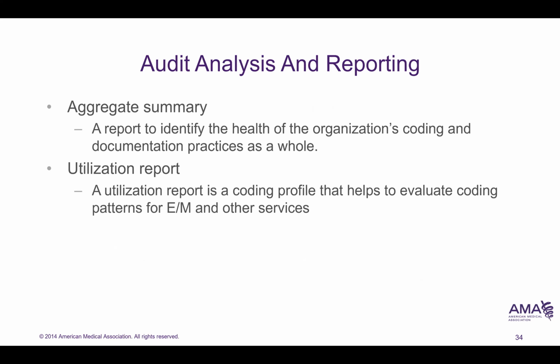The aggregate summary is a report that is identifying the health of the organization's coding and documentation practices as a whole. And then finally, the utilization report is basically a profile that evaluates E&M patterns or other services. So for instance, one practice I'm familiar with had a whole lot of level 5 E&Ms that seemed to be outliers.